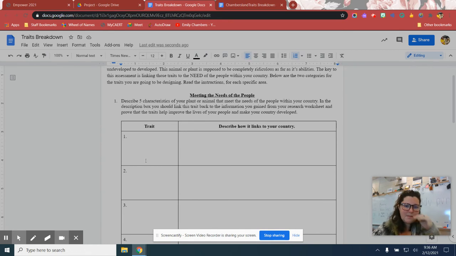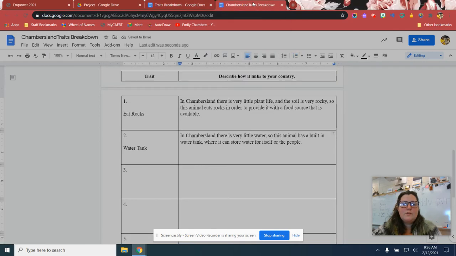When we're talking about meeting the needs of the people, you're going to give 5 characteristics that your plant or animal has that meet the needs of the people within your country. You're going to give the trait, just what the trait is, and then you're going to describe how this links to your country.